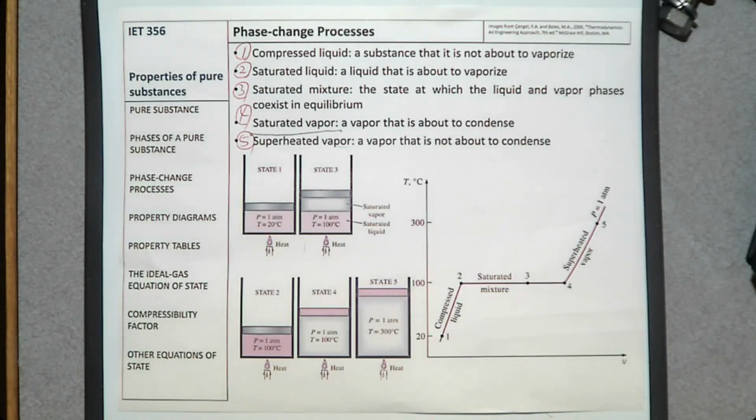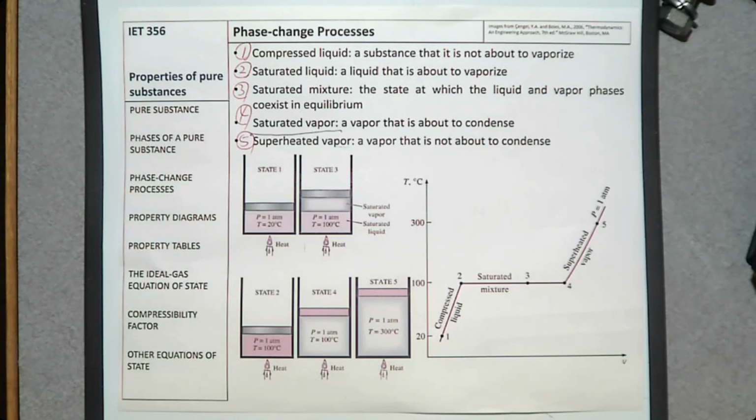we studied there are 5 phase change processes, and for each process there is a way to evaluate a property. There's not only one solution to evaluate a property. So depending on the phase change process, you have to use a different way to evaluate the property.